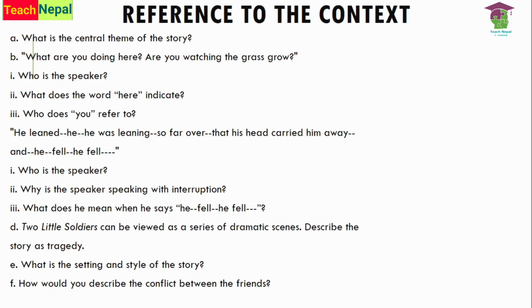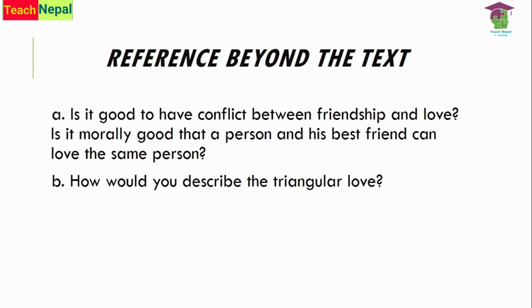What is the setting and style of the story? Setting I have already given you in the beginning. My story, right? So is it good to have conflict between friendship and love? Is it morally good that a person and his friend can love the same person? So this has created a problem in the story, right? And what do you think about this? This is how you need to develop your creativity. तपाईँलाई ठिक लाग्छ हुन्छ अथवा यस्तो हुनुपर्छ लाग्छ भने you can write say yes, otherwise you can say no. It depends upon what type of strong arguments you can include in your writing.